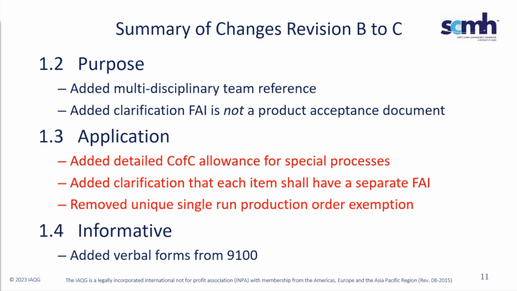So in 1.3 in the application, we added an allowance of a certificate of conformance from a special processor, as long as the certificate of conformance lists the requirements and the results of the design characteristics that were produced by the processor. There was a provision added to this revision allowing the use of a certificate of conformance for special process in place of a FAIR.